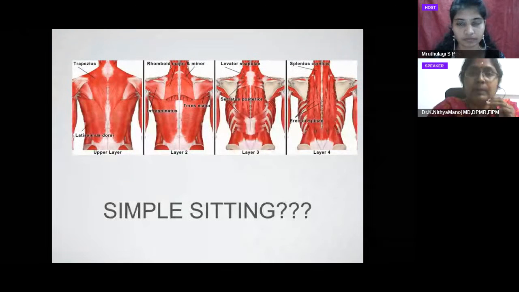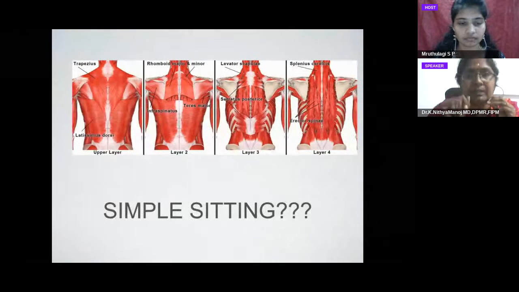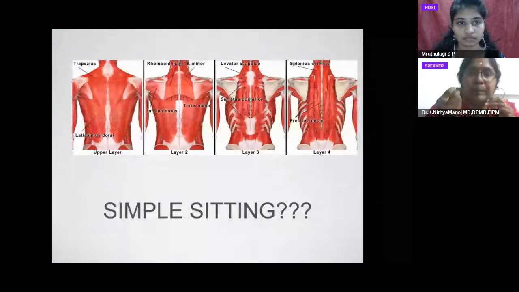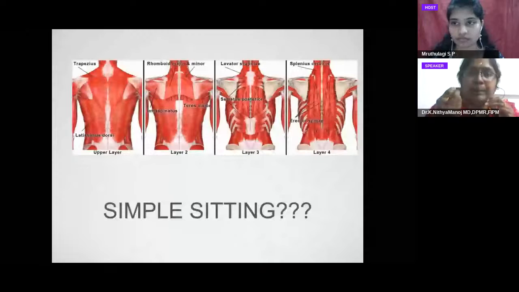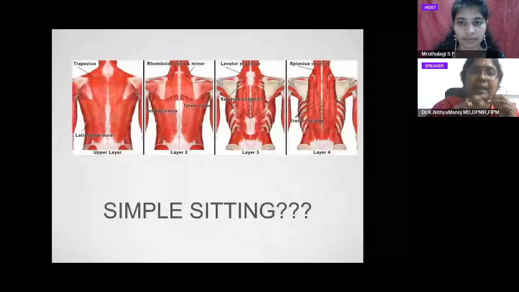So the spine is like a string of beads. You have 33 vertebrae which are held together by these 96 muscles. So what happens? There should be a balance between the mobility and the stability component. And that is where we end up misusing or overusing the spine. Next.